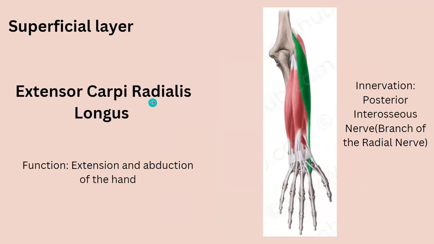Okay, the next muscle is the extensor carpi radialis longus. Extensor means it extends, carpi refers to the carpals, radialis means it's on the radius bone, and longus means long. From its name, the function is extension and abduction of the hand. If you memorize the names of each muscle, the function comes automatically. It's really that simple. The innervation, similar to the brachioradialis, is the posterior interosseous nerve.